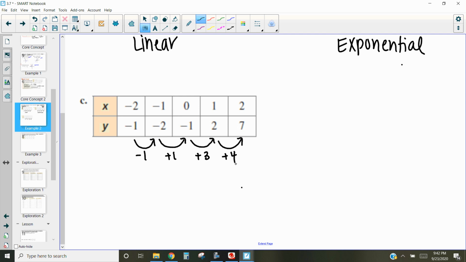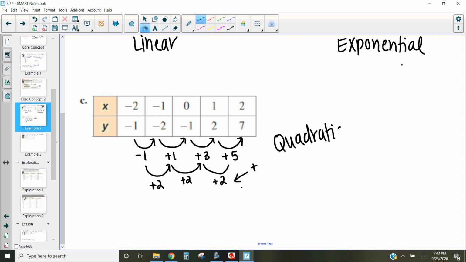Okay, so now let's look at the difference between these numbers. From negative 1 to 1, that's a plus 2. From negative 1 to 3, I add 2. From 3 to, that's not a 4, that's a 5. 2 plus 5 is 7. From 3 to 5, I add 2. So notice how this second tier here is all the same number. We're adding a constant. That makes this one quadratic.